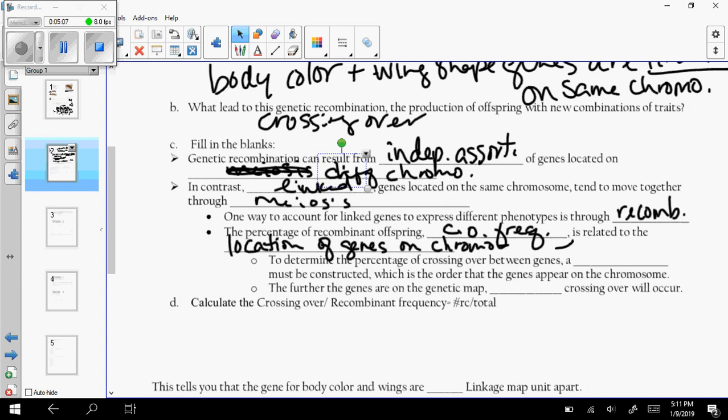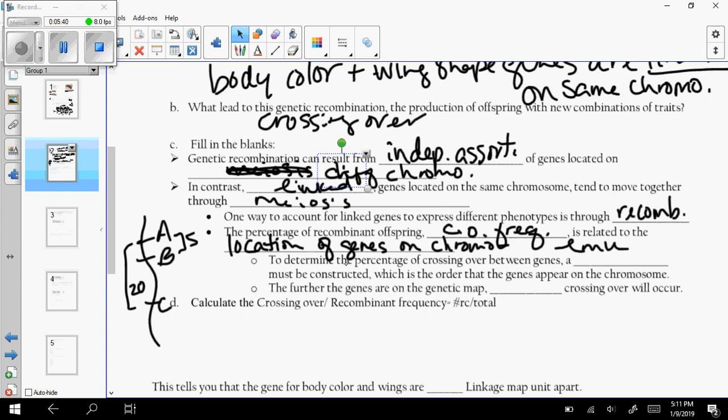So I'm going to put LMU. LMU stands for linkage map units. Basically, if this is my chromosome, I could have multiple genes on it: gene A, gene B, gene C. The crossing over frequency from here to here might be 20% because they're pretty far apart, but the crossover frequency here might only be 5 because they're really close together. So the frequency of crossing over tells us how many linkage map units genes are apart from each other.